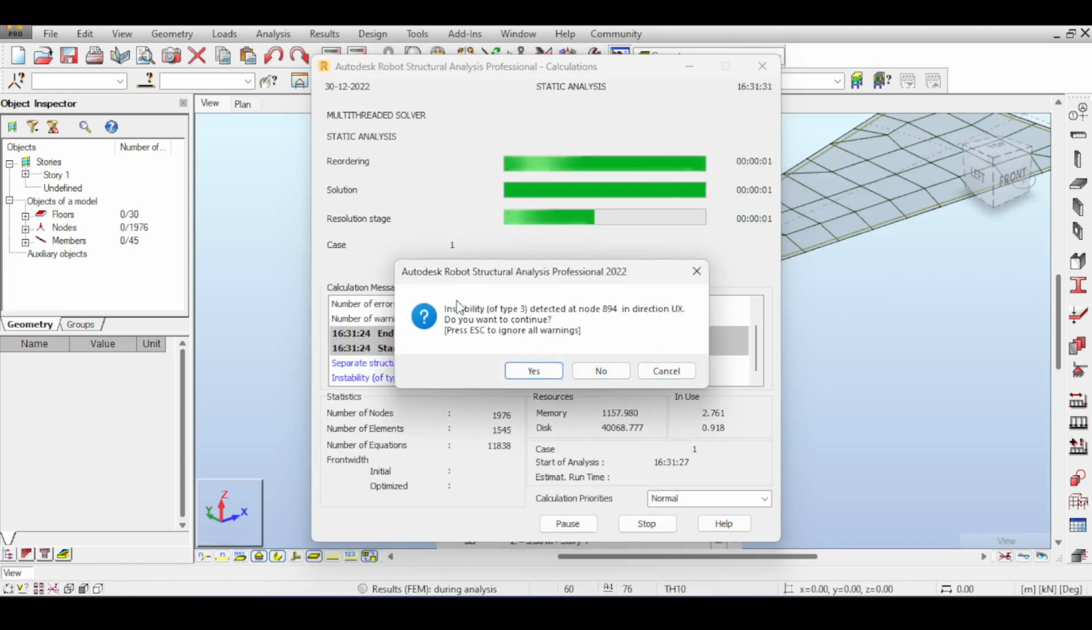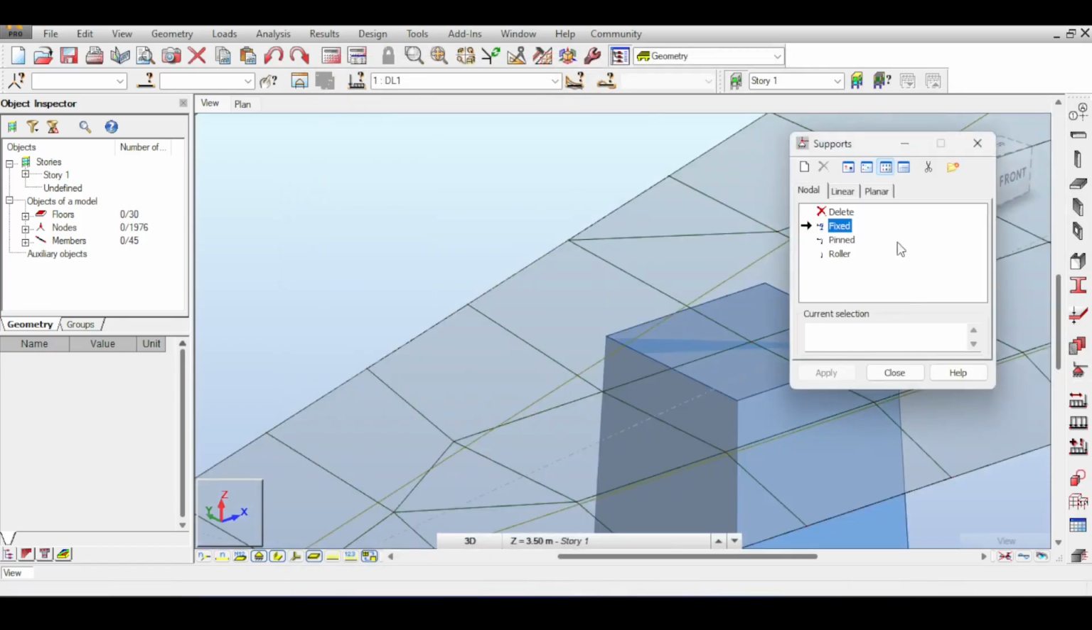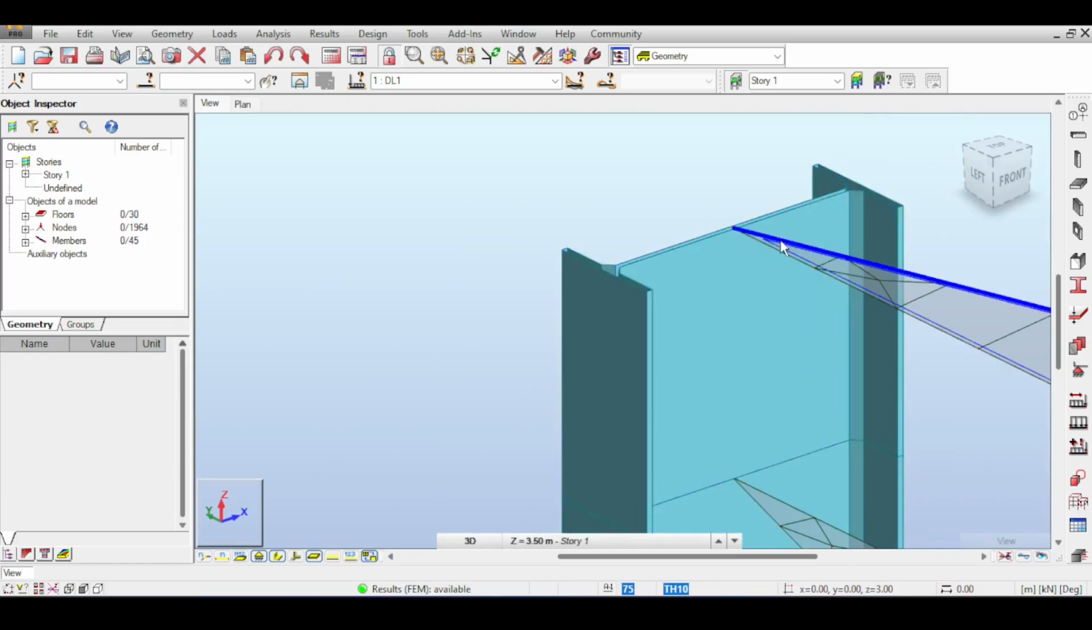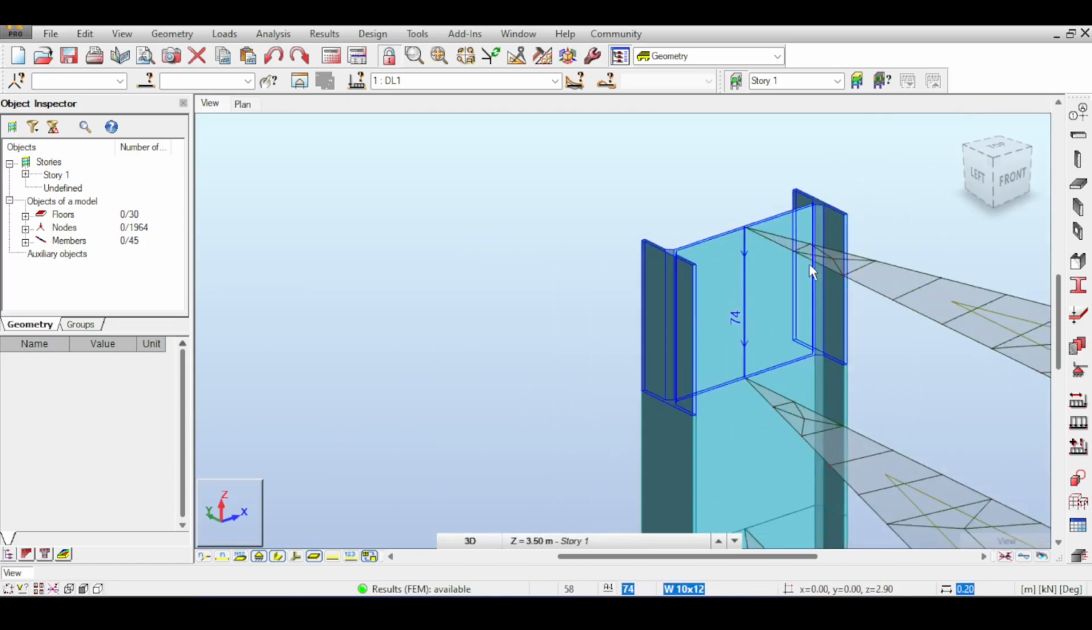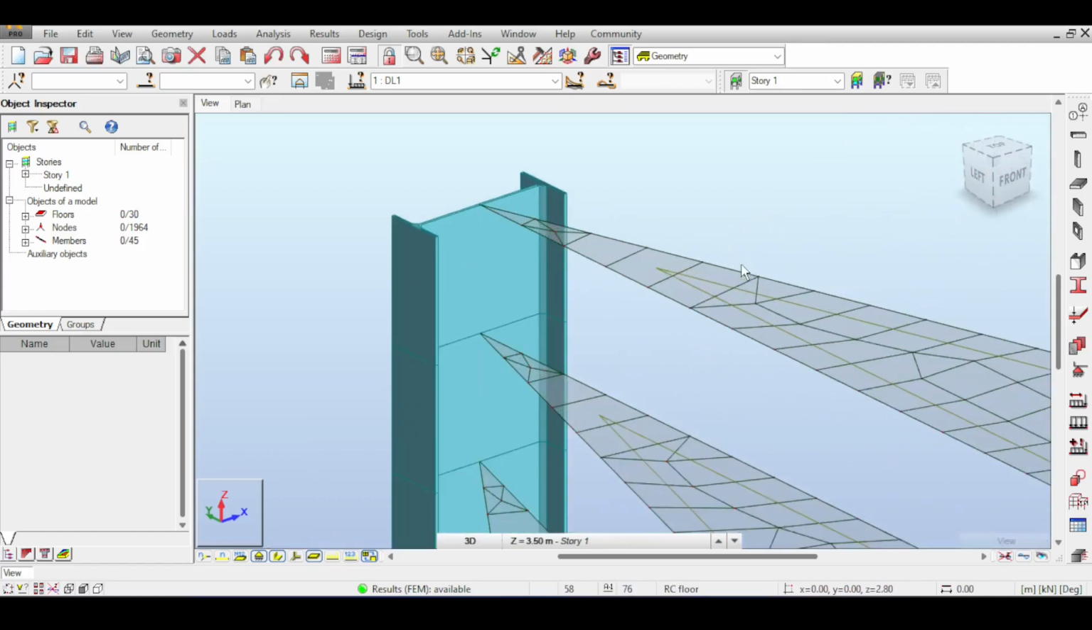Wait, instability. Okay, this is new. Instability of type 3 detected at node 894. Okay, let's take a look at 894. Where is 894? I think I see it now. I think I see the problem. Having a column connected at one point to a shell is a problem in stability because you are unable to protect this against the rotation around X, which makes instability in all kinds of horrible ways.